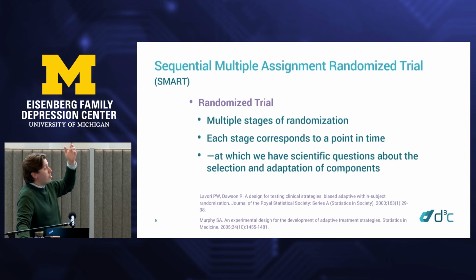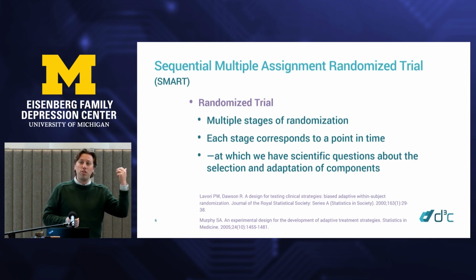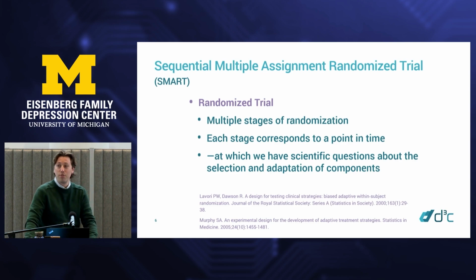Just because we're doing this, and this is funny, originally the sequential multiple assignment randomized trial was called a SMAR, because Susan Murphy named it a sequential multiple assignment randomized trial, and so she thought it should be called a SMAR trial. Linda Collins convinced her that was a very bad name for something, and so that's why it's called a SMART. So that's a fun fact while we wait for this to pull up.